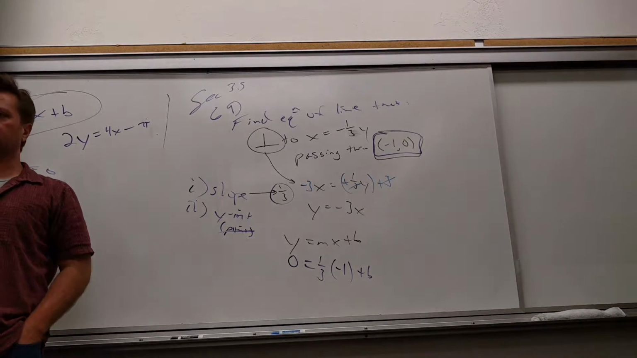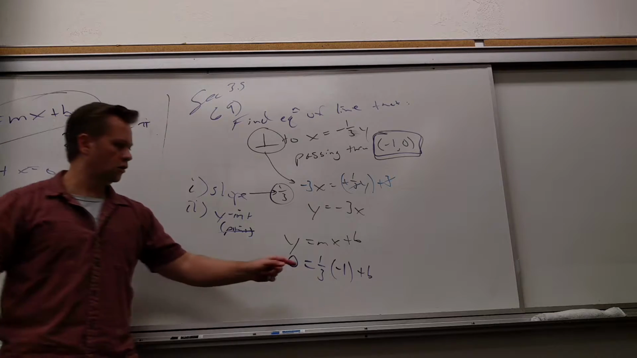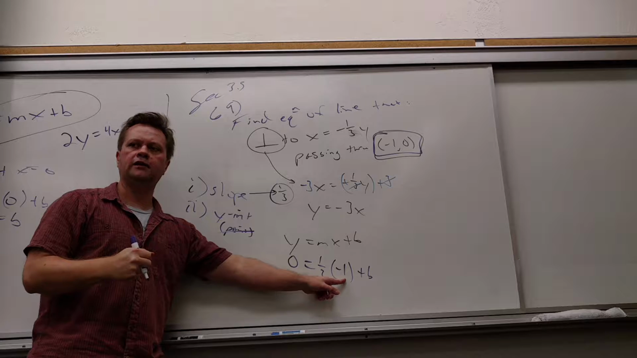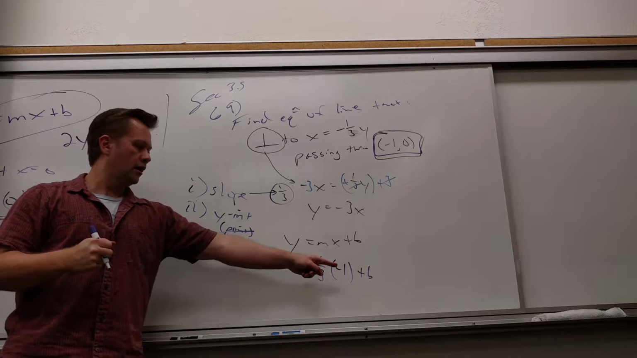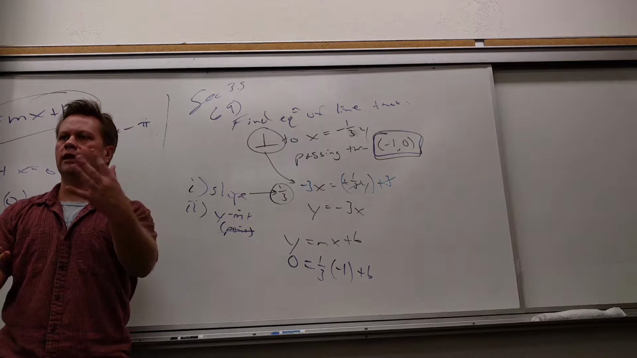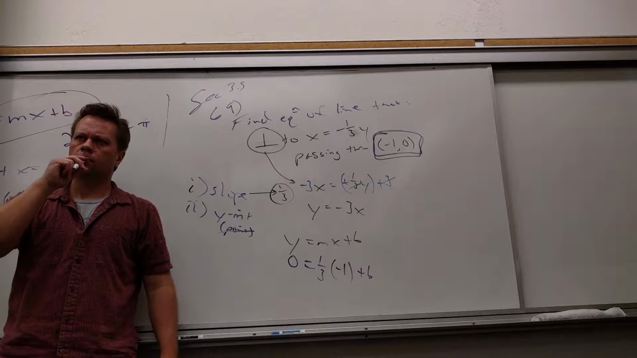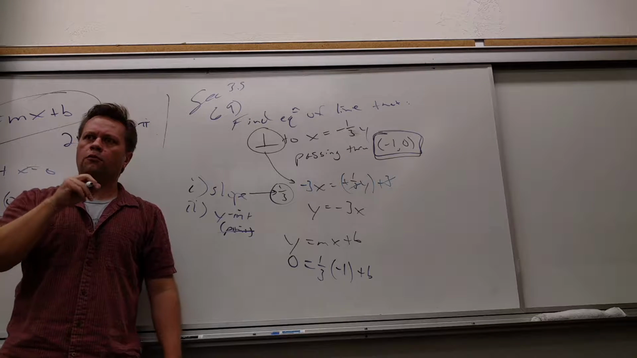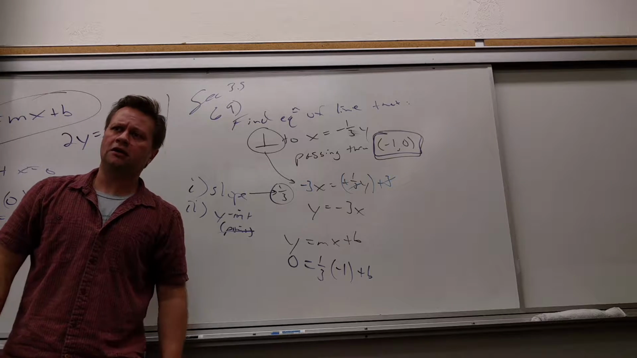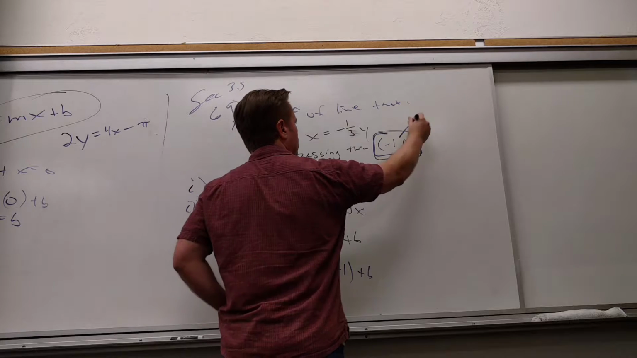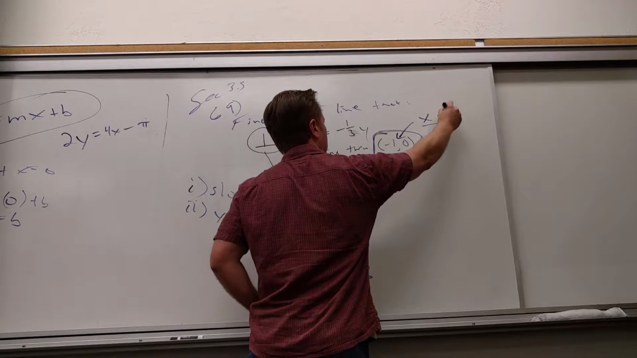So I'm using all the information I've got. I know the slope is 1/3. I know that when I plug a -1 in for x, I better get a 0 for y. Now I can figure out what b makes that happen. Someone thought y is equal to b, so they plugged in 0 instead of b. Y is equal to b. B is the y-intercept. This is the x-intercept.